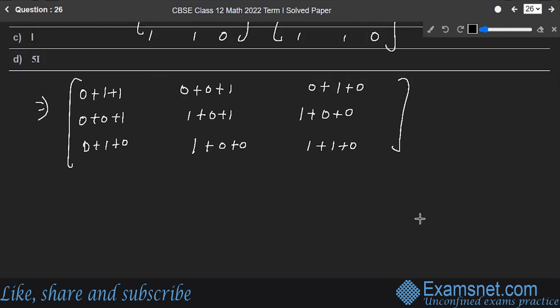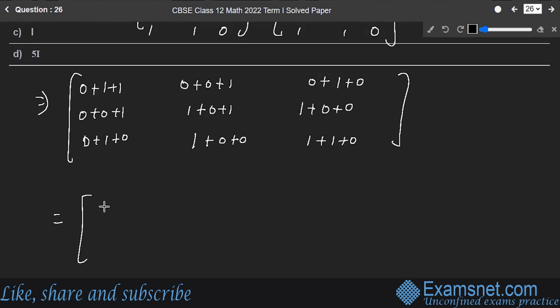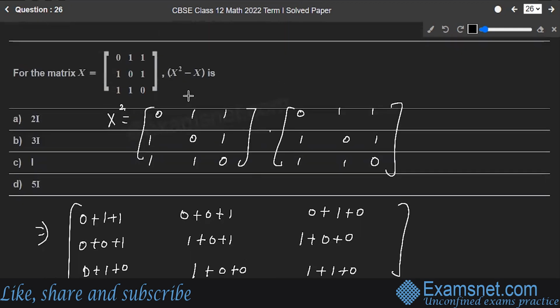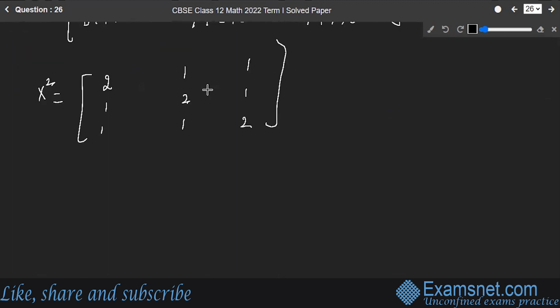Okay, so this matrix will give you 2, 1, 1, 1, 2, 1, 1, 1, 2. Right, that is equal to x square. Now you had to find out what in the question was required, x square minus x.